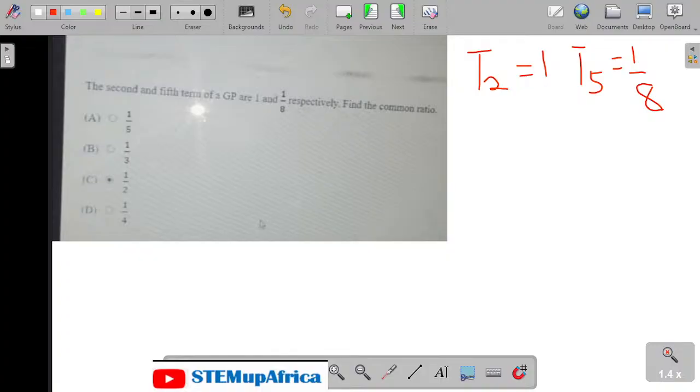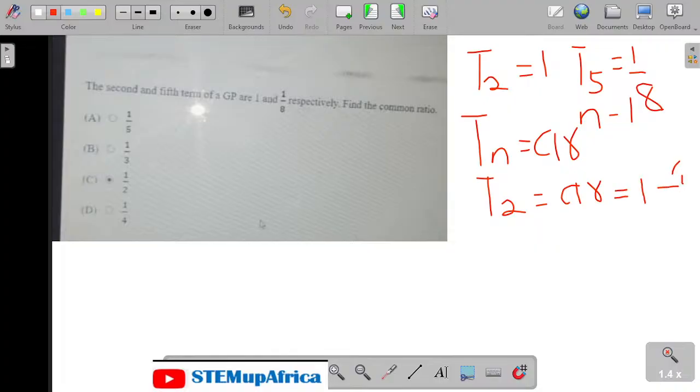What is the nth term of a GP? The nth term, Tn, is written as a r to the power n minus 1. So for the second term, n is 2. When n is 2, I'm going to have T2 is equal to a r, and the value is what? The result is 1. Let's call it equation 1. With the fifth term, that will give us T5 equals a r raised to the power 4, and the result is 1 over 8. Let's call that equation 2.